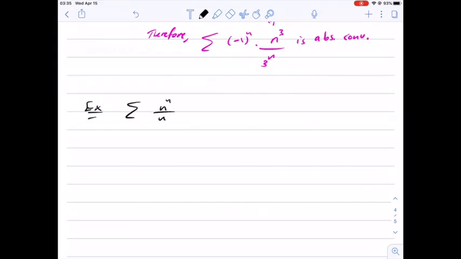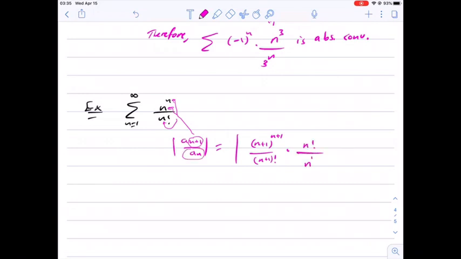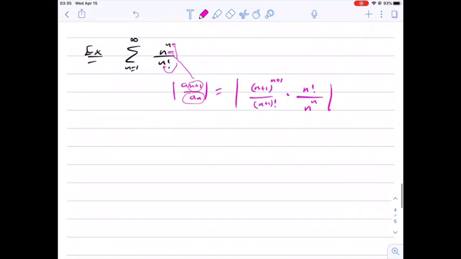One more example. The series n to the power n over n factorial, n from 1 to infinity. We apply the same technique. We have a sub n plus 1 over a sub n under absolute value. This is n plus 1 to the power n plus 1. We plug in n plus 1 here, times the reciprocal of a sub n, it's n factorial over n to the power n, and then we simplify.